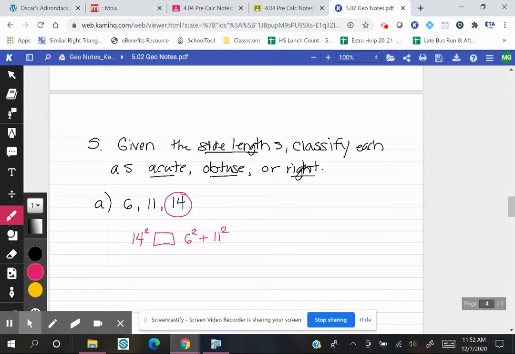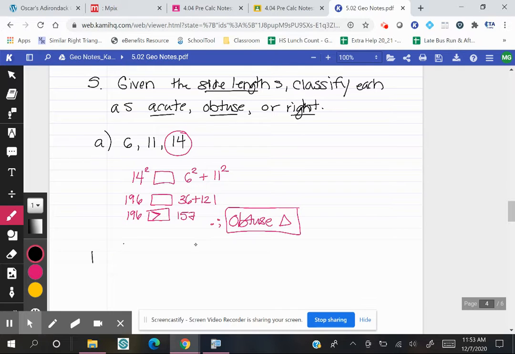So here, 14 squared would give me 196. And then you can type this in your calculator. You can do it out. You could do 36 plus 121. And that's going to give us 157. So which one's bigger? 196 is bigger. So remember, it eats the bigger number. So it's eating your 196, which means the longest side, which we chose first, is bigger than the sum of the 2 legs. Therefore, it's an obtuse triangle.